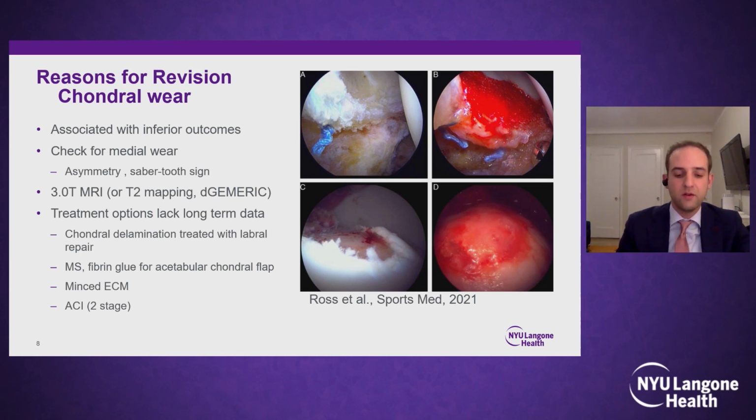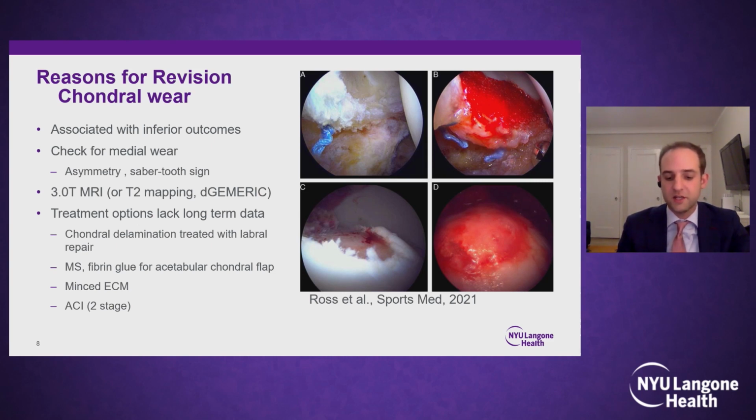Another important reason for failure, which has been pretty well documented now, is cartilage defects. Cartilage defects, or of course arthritis, have been generally associated with inferior outcomes. So it's important to look for this in the preoperative workup. Examples of potential arthritis would be the saber-tooth sign or joint asymmetry, which I'll show later.